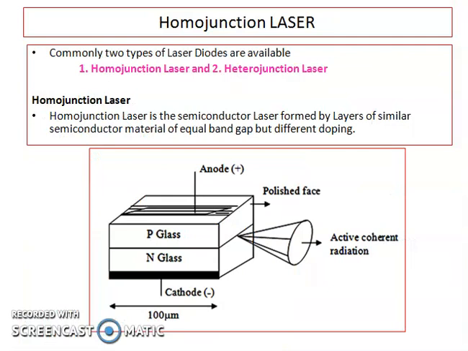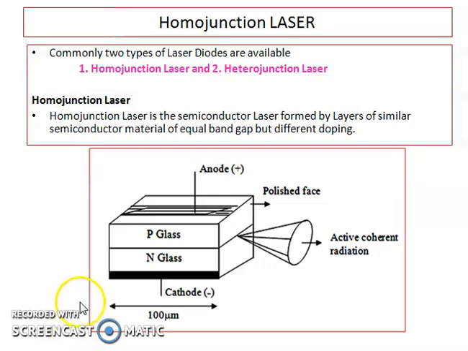Based upon the construction, we have two types of laser available. Commonly, the two types of laser diodes are called the homojunction laser and the heterojunction laser. They have some differences from the construction point of view. In a homojunction laser, the semiconductor laser is formed by layers of similar semiconductor material of equal band gap energy but different levels of doping.